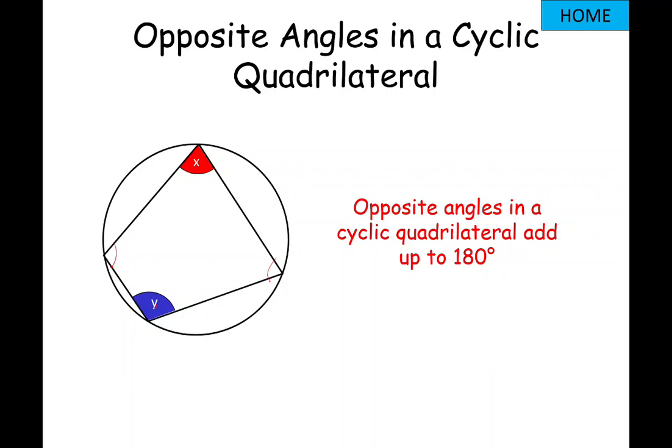But the condition of a cyclic quadrilateral is that all the corners touch the circumference. If they're all touching the circumference, this is what we call a cyclic quadrilateral. Apart from that, it's not a cyclic quadrilateral. In a cyclic quadrilateral, the opposite angles always add up to 180.